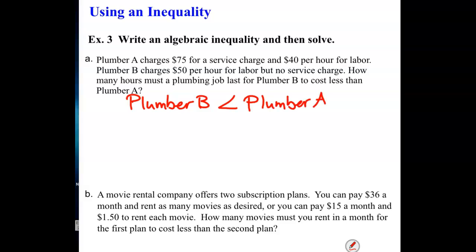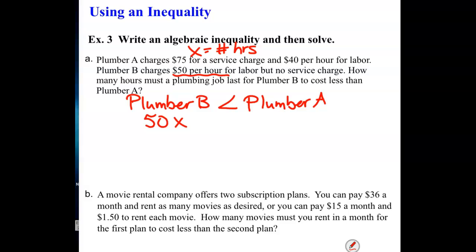Okay, so we need to come up with expressions for each of these different plumbers. We said plumber B charges $50 every hour, and the question is how many hours should they work, right? So if we let X equal the number of hours, then plumber B would be 50 times X. Okay. What about plumber A? What's their fee?